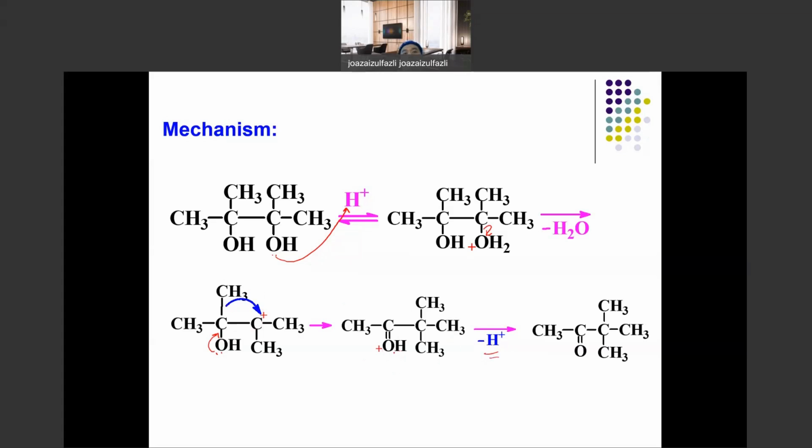For deprotonation, you need to show movement of electrons, giving both electrons to oxygen. That's why you leave the H plus, and it can be used again as a catalyst. So that's the nature of a catalyst. So the final product will be a ketone.